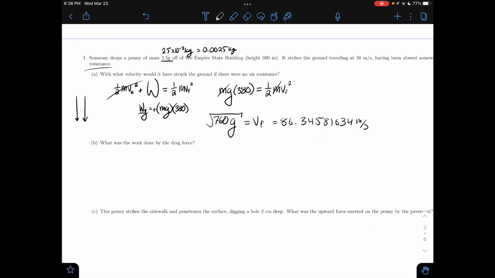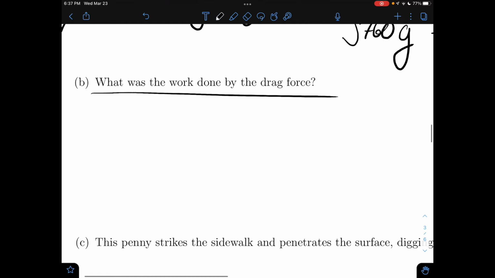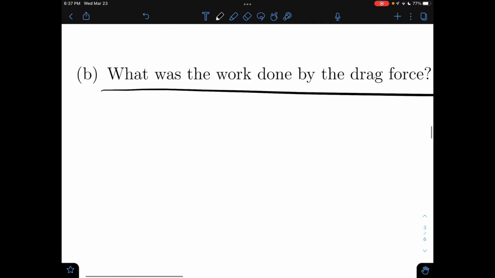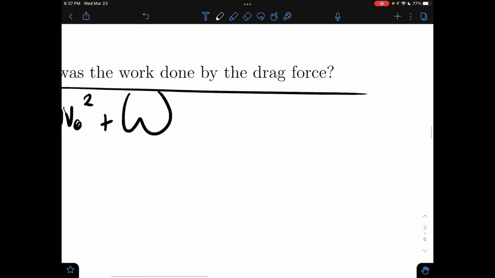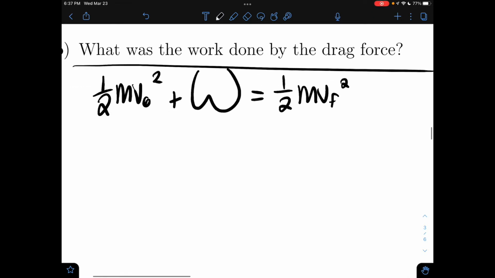Wonderful, wonderful. Now we have to figure out the work done by the drag force. This one's a little bit trickier, so let's just set up our work energy theorem the same way, and then we'll break it down again. So we have our initial kinetic energy, 1/2 m v naught squared, plus, again, our big work, because we don't know what's being done just yet, but we're just saying there is work being done, equals our final kinetic energy, right?